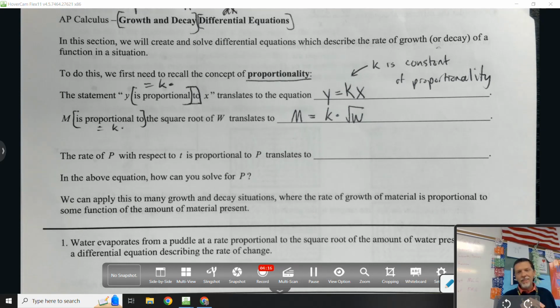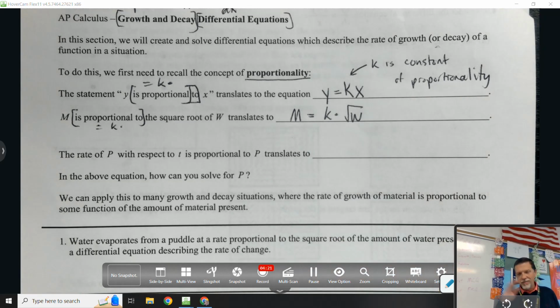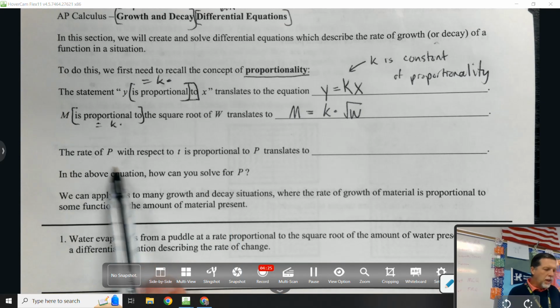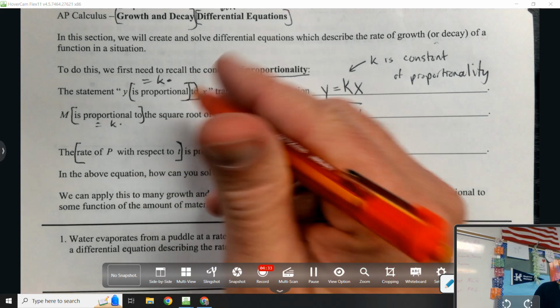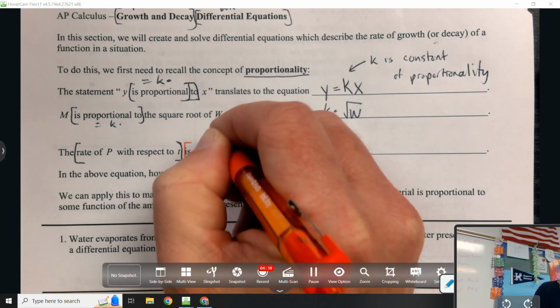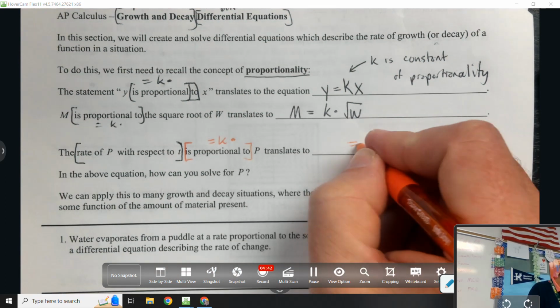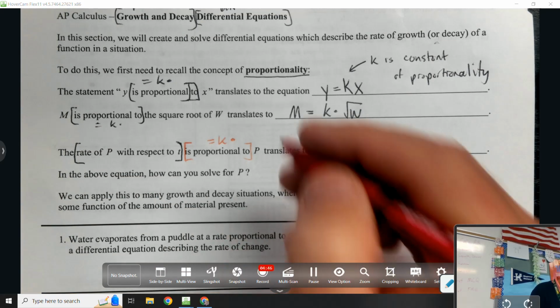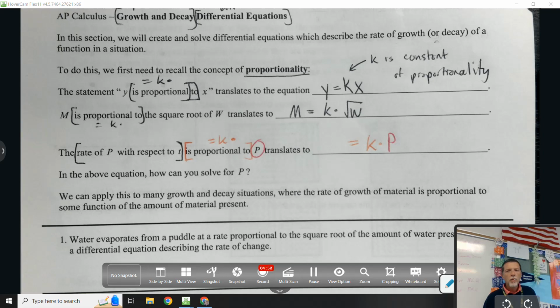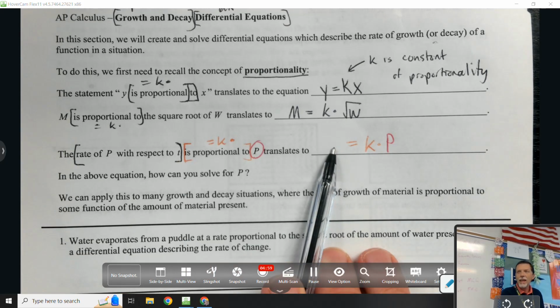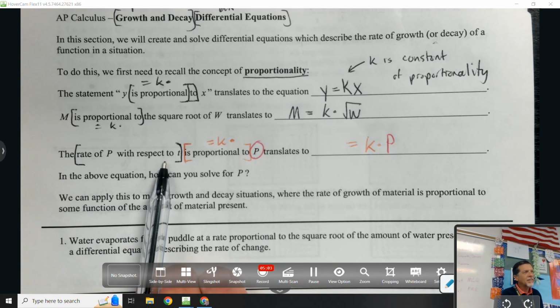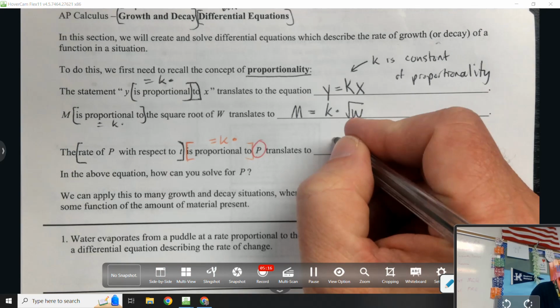And we'll still have to find k like you did long ago, but instead of giving you two little things, it's going to be a lot more complicated than that. The rate of p with respect to t, okay, we got to know how to translate that, is proportional to p equals k times p. That's an easy one. But what is this rate of p with respect to t? How could I translate that into math language? What is that in terms of variables? Rate of P with respect to T. That's dP dt.